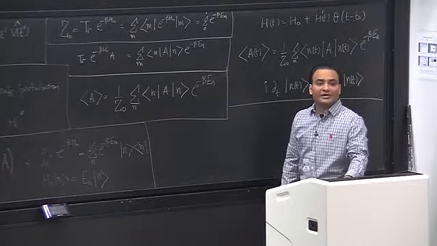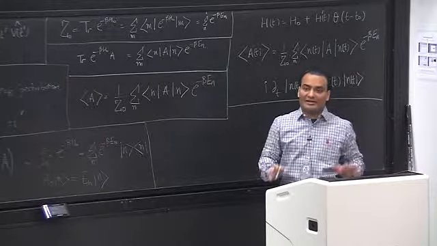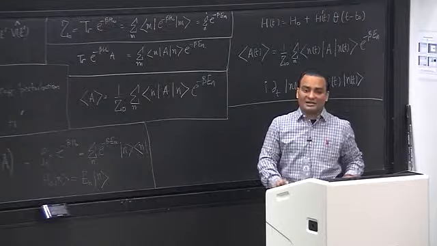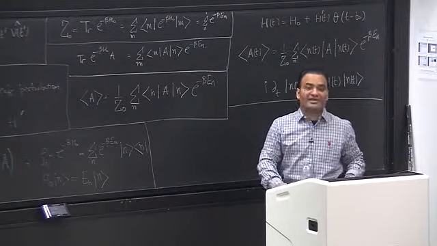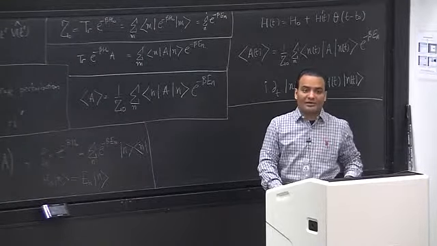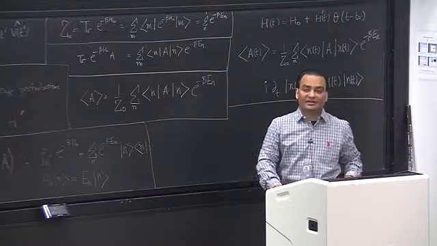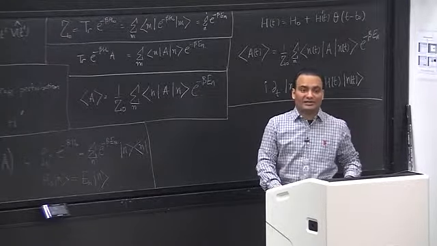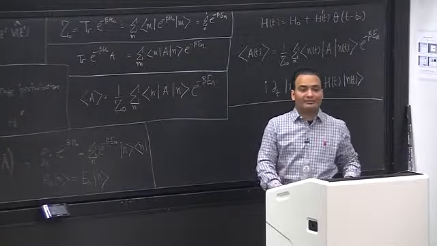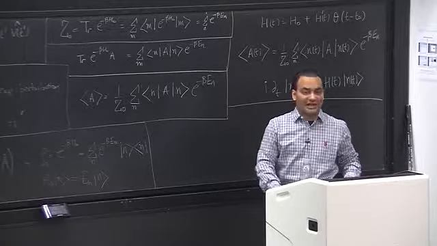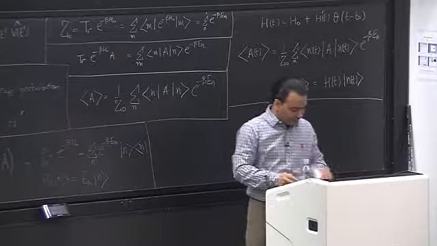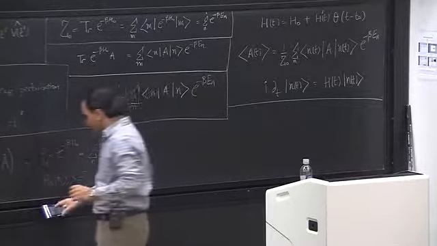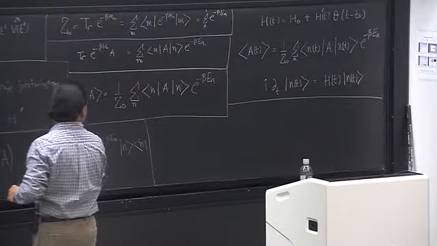Any questions? So the approximation is saying that the distribution function remains the same. And the justification is that the perturbation is weak enough so that the changes in the distribution function are of higher order than h prime, and can be ignored. So next, we can go to the interaction picture.